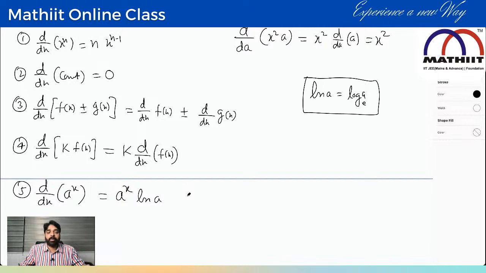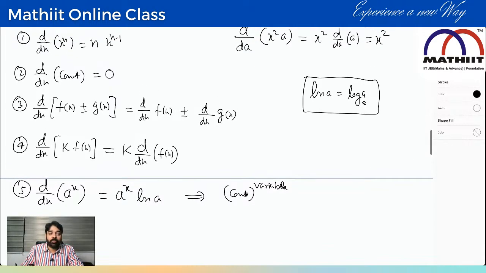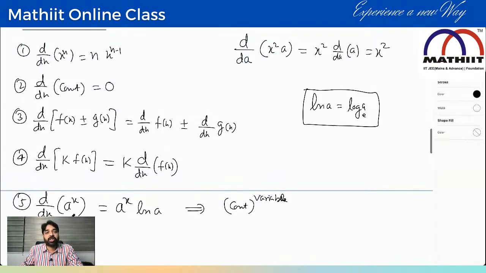When this formula has to be applied, keep in mind, it will be applied whenever constant power variable is coming. Don't get confused between the first and fifth formula. The first formula is applied only when it is variable power constant, and this one only when constant power variable is coming. We'll see later what happens if both are variable. For now, we are talking about constant power variable, which is equal to a power x into ln a.